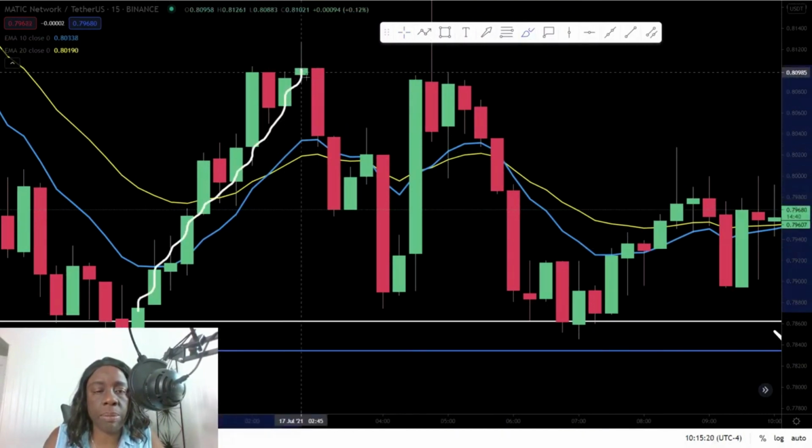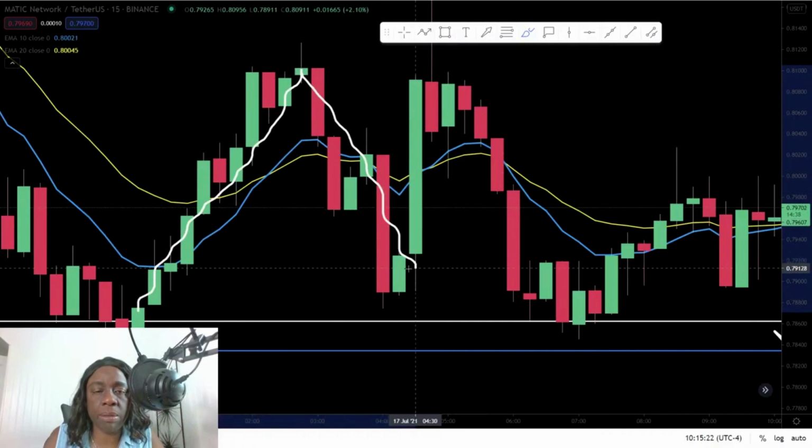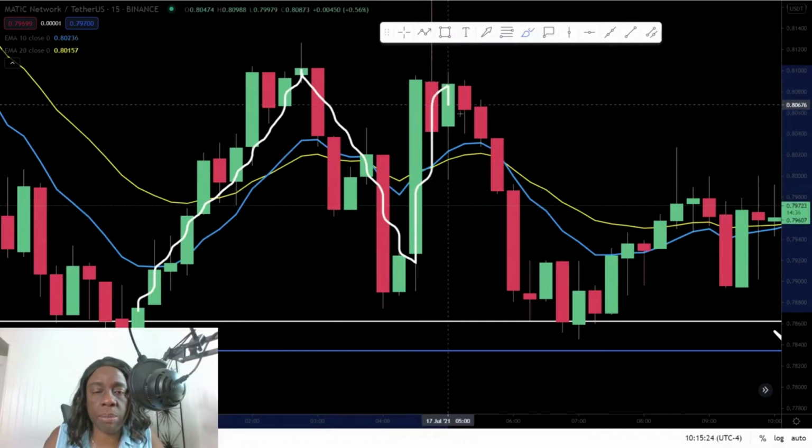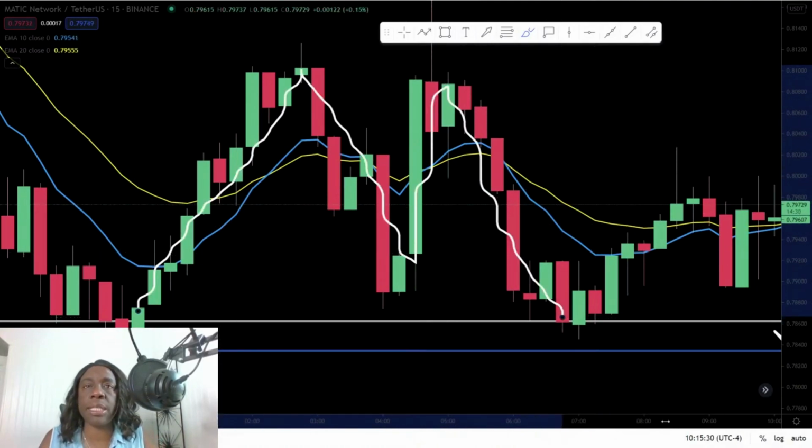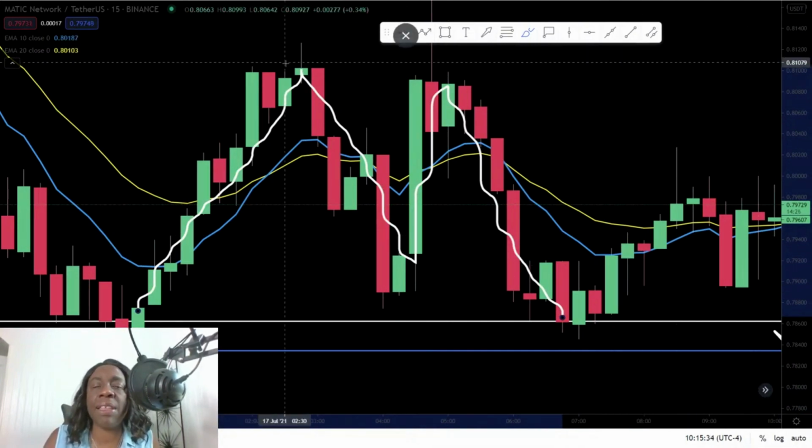We go up, we come down, we go up, we come down. Now that's very shaky and wobbly intentionally because I can't draw a straight line, so I make those lines. But you can see, guys, this is what we call a double top.